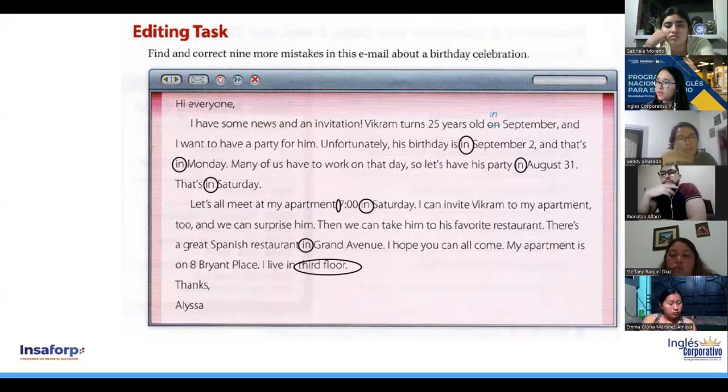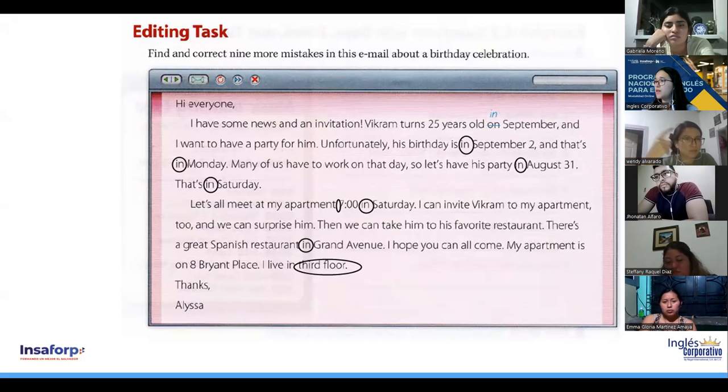Yes, Jonathan? Entendí que donde dice 25 years old in September, in September sería lo correcto en la primera parte. Luego dice his birthday is on September. O sea, ¿por qué iría on en esa parte?